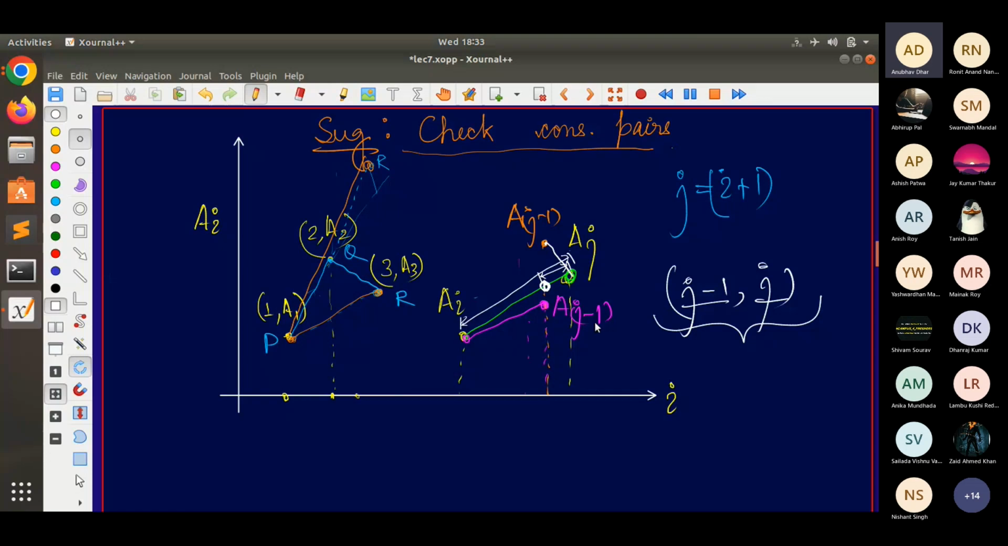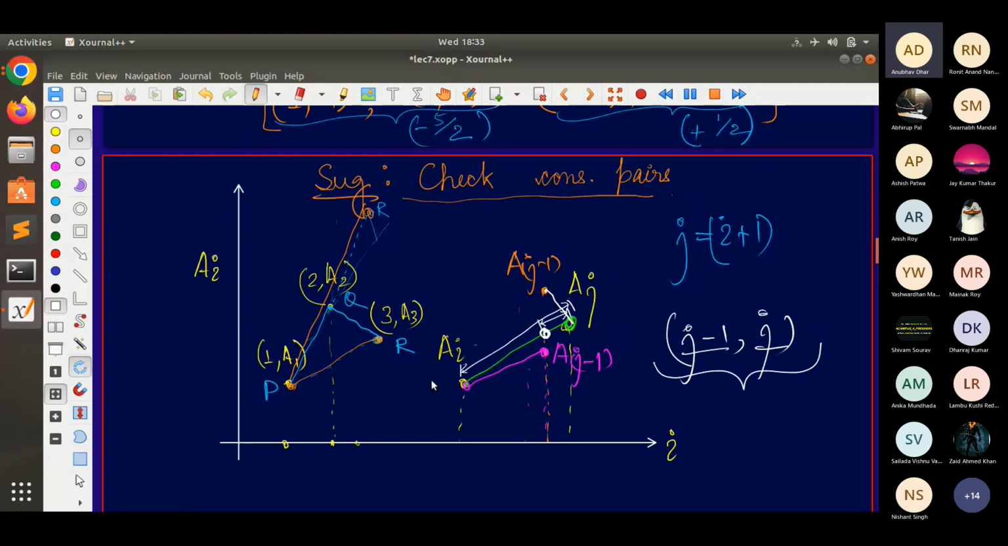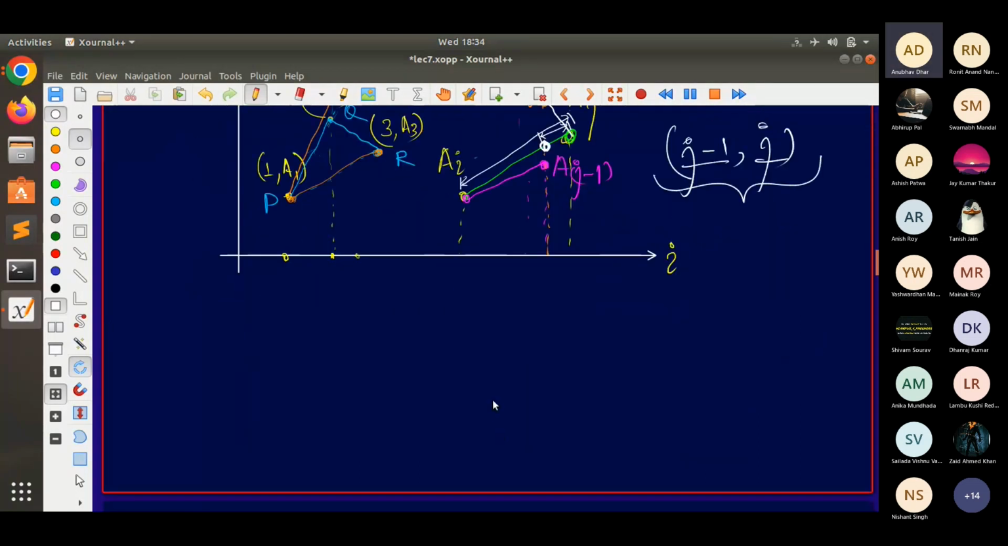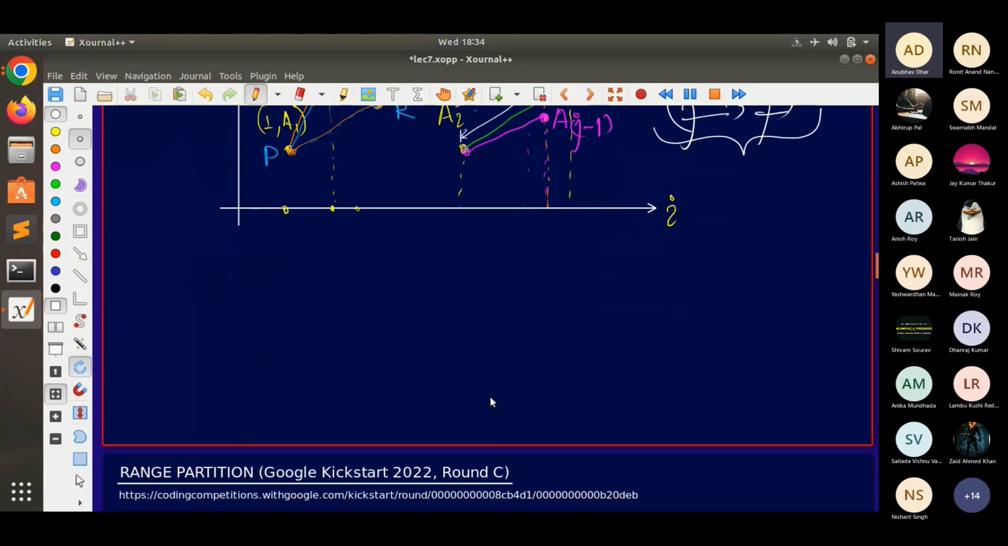So is everyone okay with this proof? Any questions? Okay, I'll be assuming everyone understood the proof. I'll move on to the next problem.